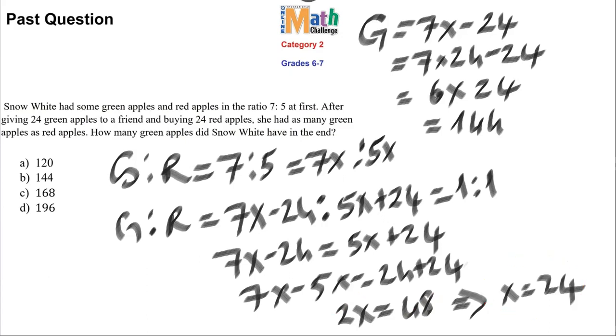The question asks the number of greens at the end. So the number of greens at the end is this one. Let's substitute our 24 into the equation. 7 times 24 minus 24. If you take 24 in common, it means we will have 6 times 24, because we have 7 24s and we subtract one 24 from the 7 24s. So we will have 6 times 24. When we multiply these two, we are going to get 144 green apples at the end.